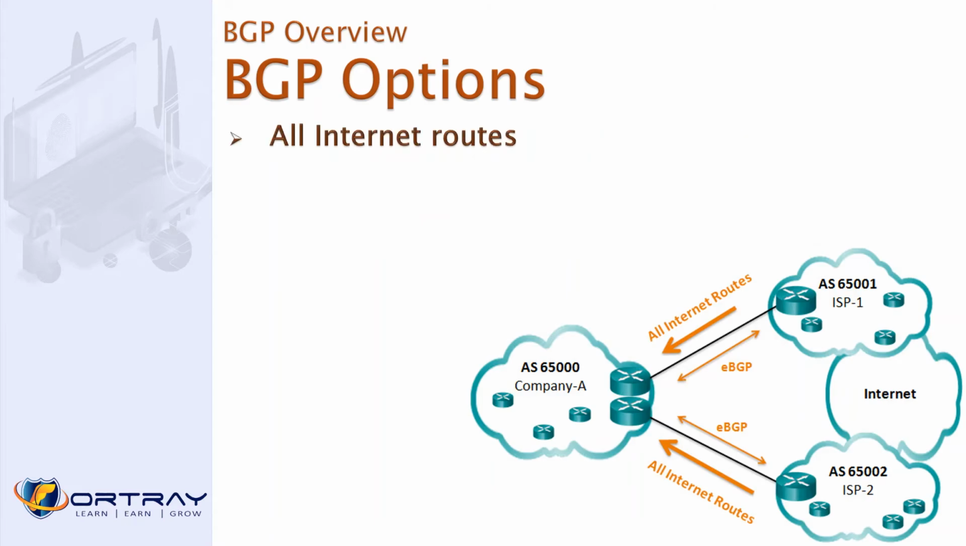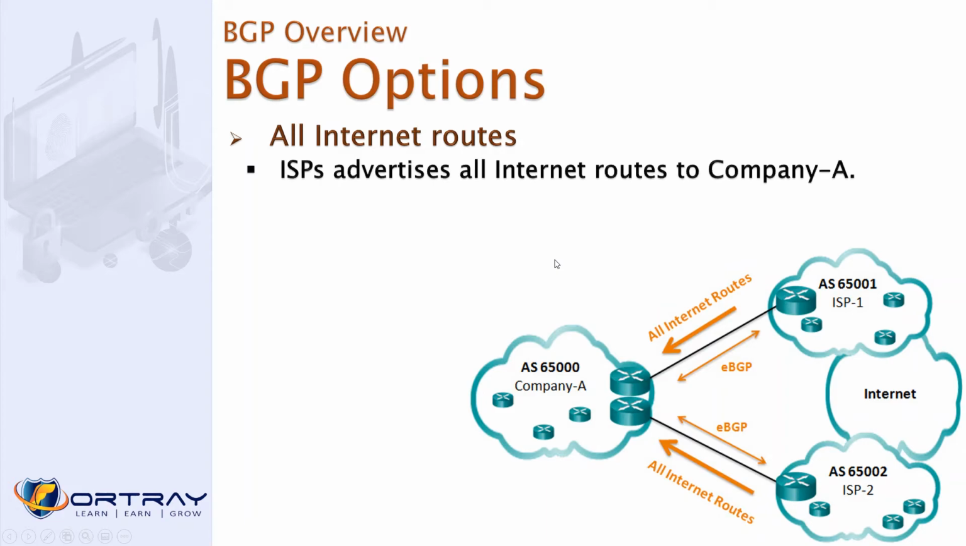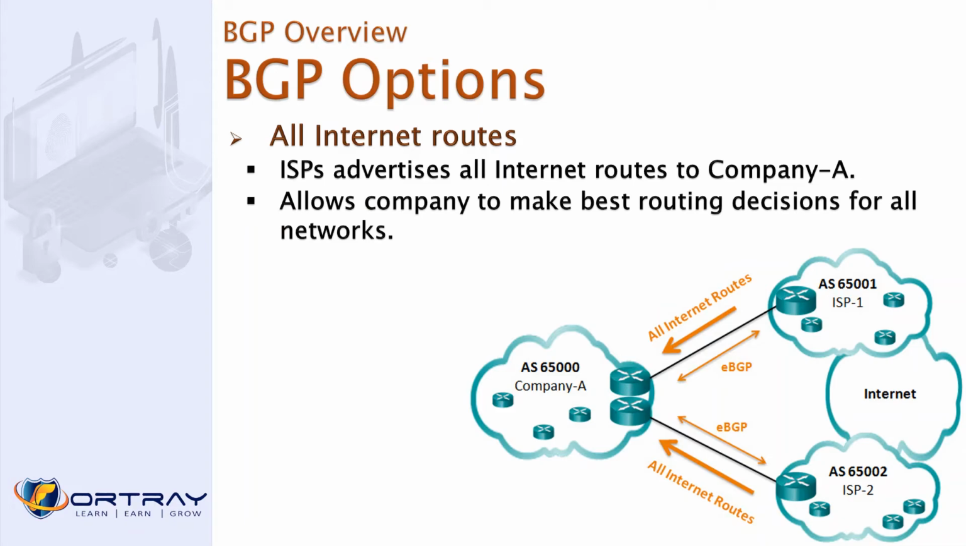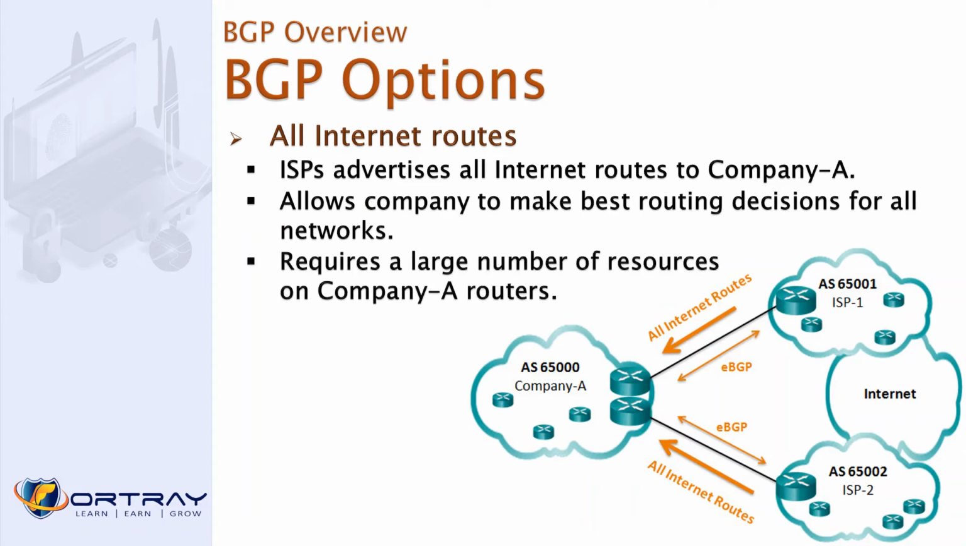Another option is to have all the internet routes from all ISPs in the world, the full BGP routing table. In order to do that, your router has to be good enough to handle all these routes, because there might be millions of them. The ISP advertises all internet routes to company A, allowing the company to make the best routing decision for its network. With a full routing table, you have a full, clear picture, so you can manipulate the traffic as you want. It requires a large amount of resources on company A's router.